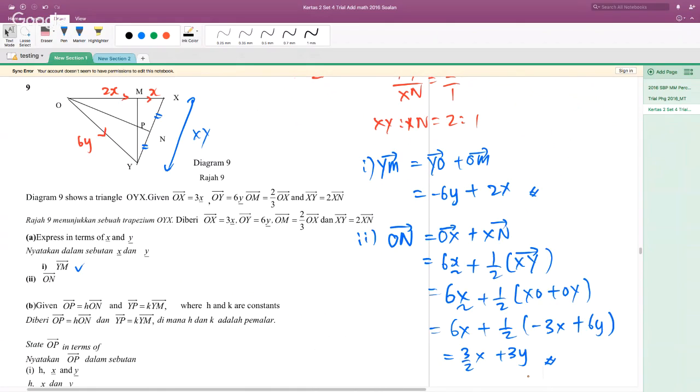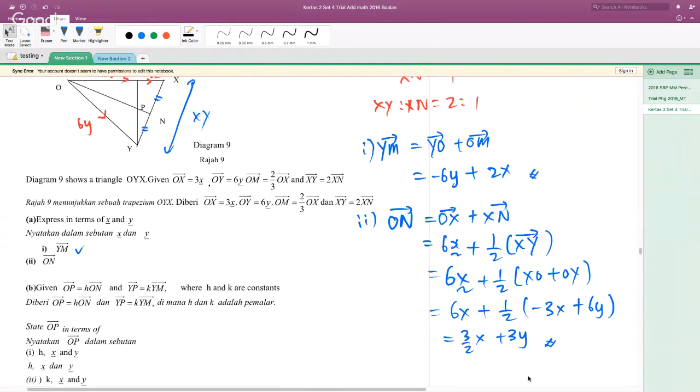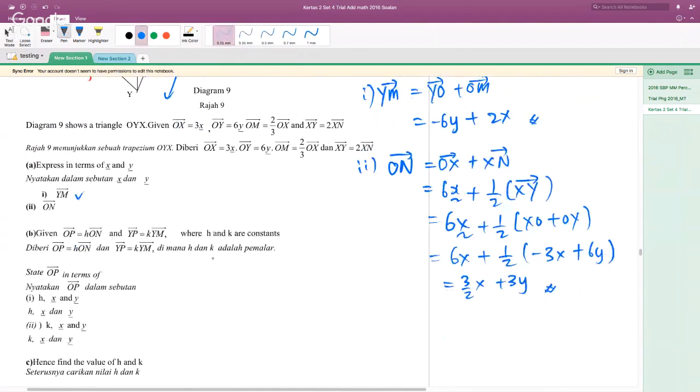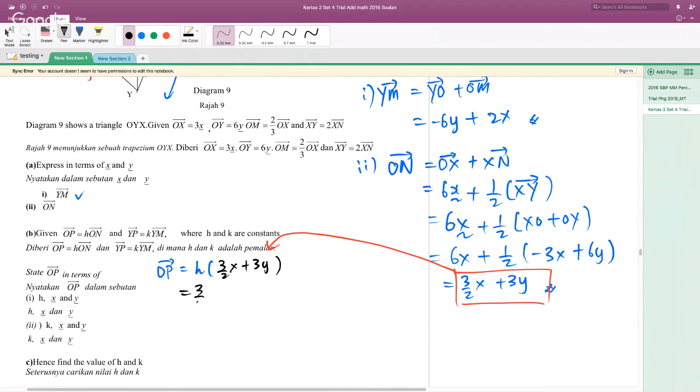Okay, this is ON. So after I got the ON, given that OP equals h ON and YP equals k YM, where h and k are constants, state OP in terms of h. Very simple. I just substitute my ON over here into here. So I will get 3 over 2x plus 3y. So this one is 3 over 2 hx plus 3 hy. Okay, this is OP. It's done.